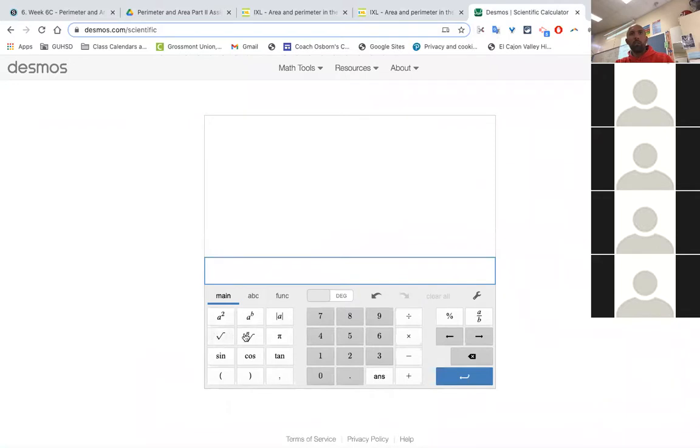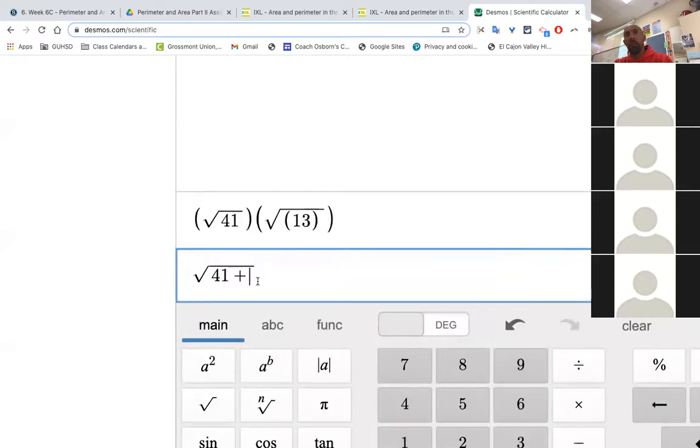Okay, so I'm gonna set up parentheses first. I'm gonna do square root of 41 times the square root of 13. And over here we get 23.08. Then I'm going to do this. I'm also going to add. Now, when you add and use Desmos, make sure that you put the plus outside of the square root. So if I hit plus right now, see how it extends that square root line? I don't want that. I want it outside.